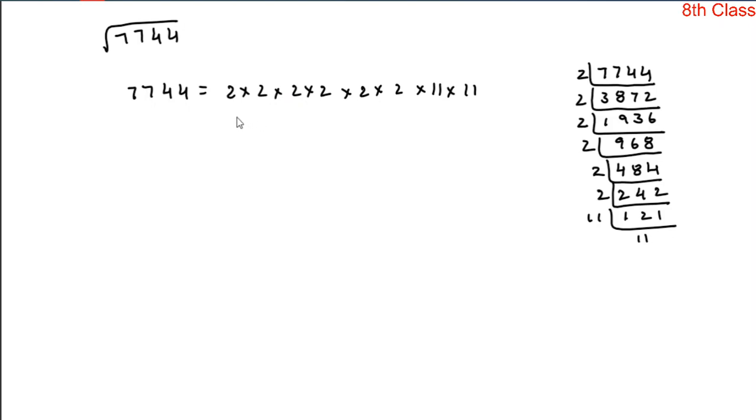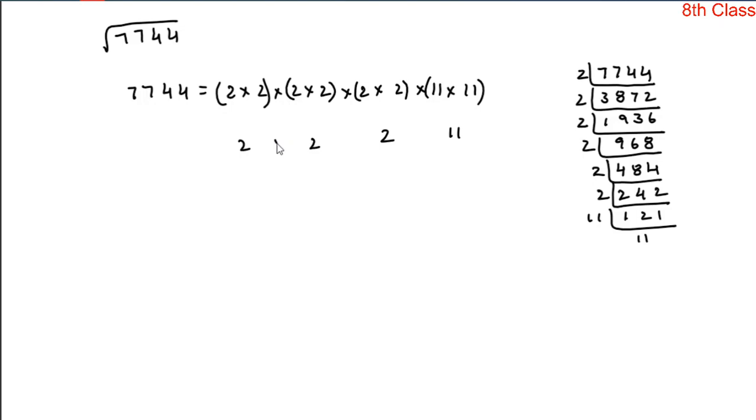Now we group the factors into pairs of equal factors. Okay, so this is one group, that means this is one pair, and this is one pair, this is one pair, and this is one pair. Now let us take one factor from each pair. So from this pair we take one factor, from this pair we take one factor, from this pair we take one factor, and from this pair we take one factor.